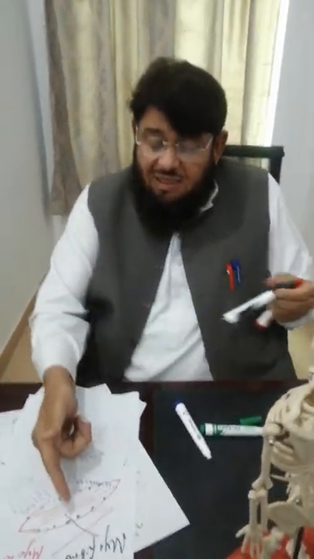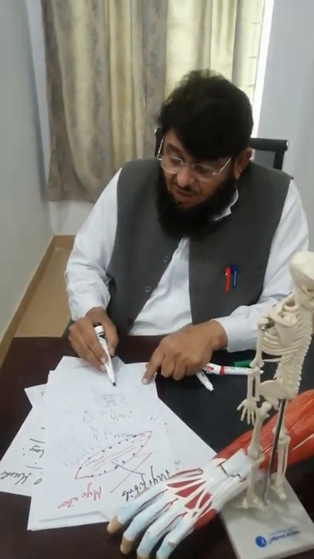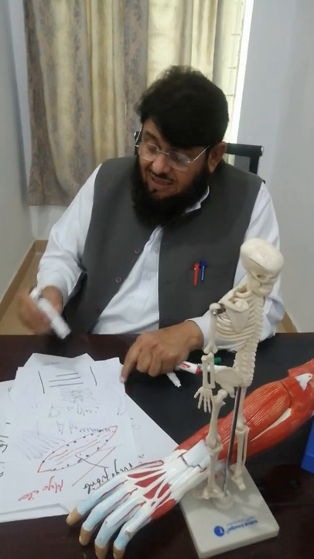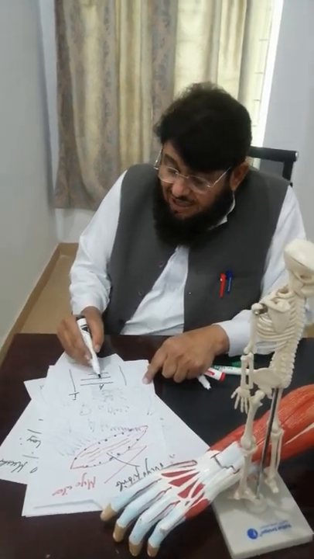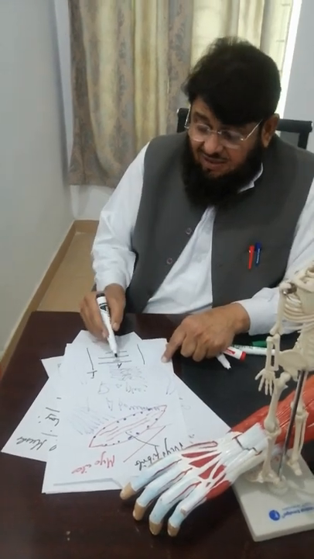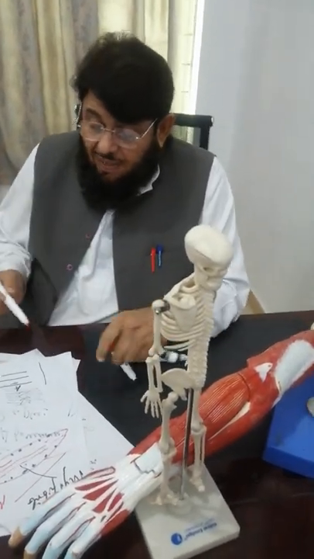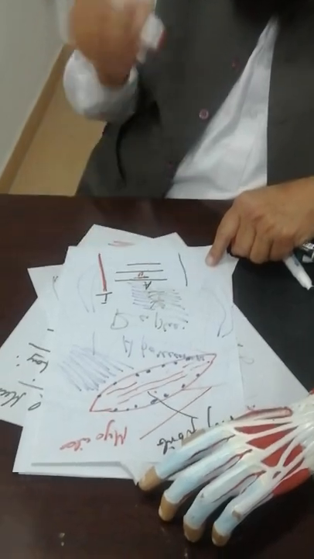These myofibrils are present inside the sarcoplasm or cytoplasm. If you look at one myofibril under the microscope, you will see that it consists of dark bands and light bands alternately. The dark bands are also called A bands, and the light bands are also called I bands. Then over the dark bands, in the center of the dark band, there is a light H band, and in the light band there is also a dark line.